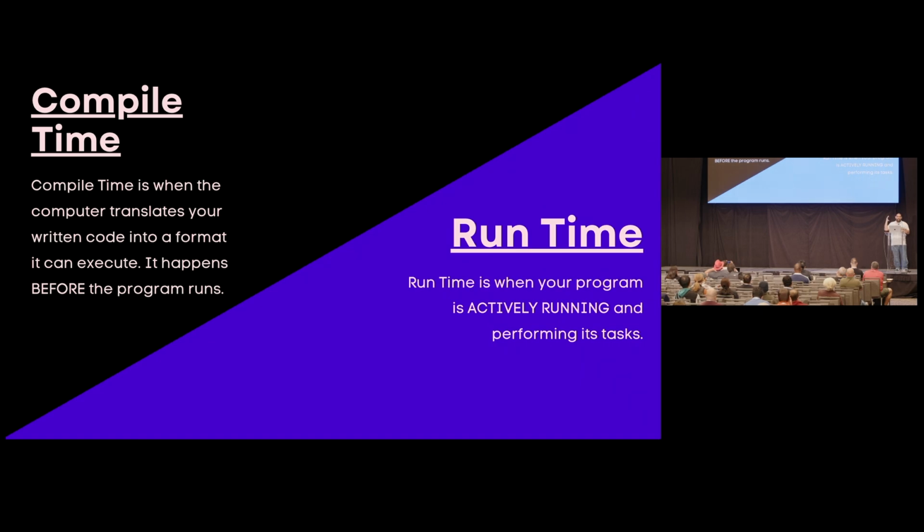Compile time is when the computer translates your written code into a format it can execute. So it happens before the program runs. Before anything is running, it's catching that error. Runtime is when your program is actively running and performing its tasks. Now, definitely some verbiage there that maybe some beginners probably still don't get, so I'll illustrate this a step further.